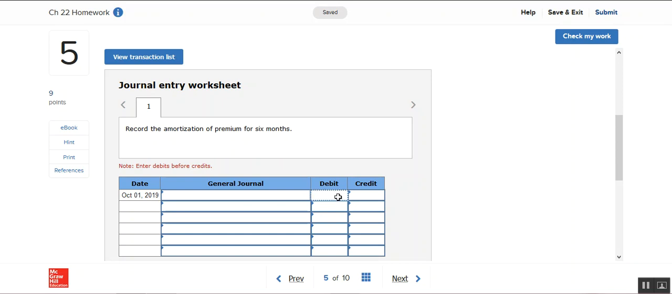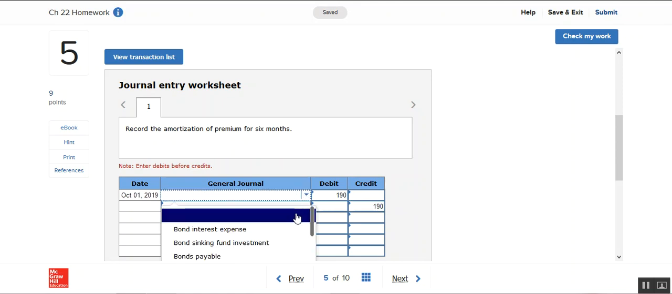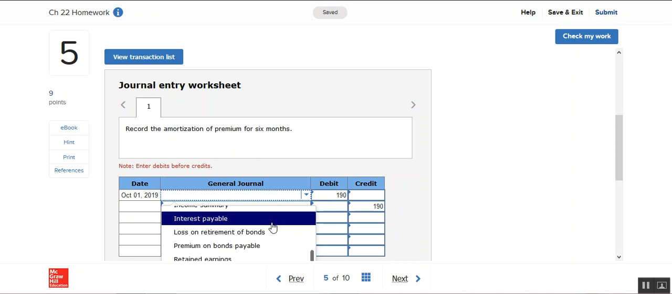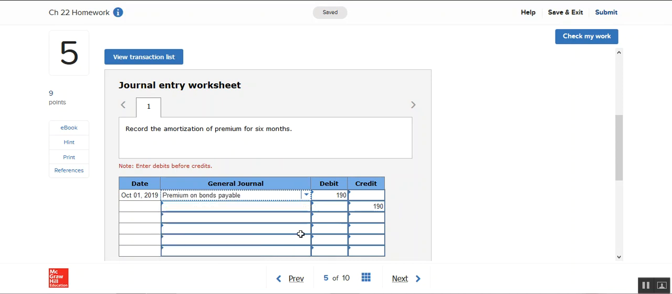As we amortize, essentially what we're doing is decreasing that amount over time until eventually it's zeroed out. So we're going to debit premium on bonds payable because we're essentially undoing that entry. We're just doing it step by step over a period of time.